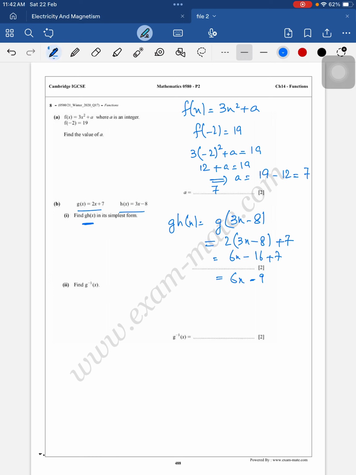The second part is find g inverse x. Again a simple question. So g(x) is equal to 2x plus 7. In place of g(x), y is equal to 2x plus 7. And in place of y I put x, in place of x I put y. Now making y the subject. So 2y is equal to x minus 7. And y is equal to (x minus 7) upon 2. So g inverse x is equal to (x minus 7) upon 2. I hope that's clear to everyone.